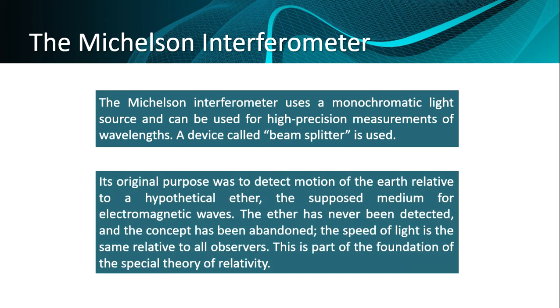Its original purpose was to detect motion of the Earth relative to a hypothetical ether, the supposed medium for electromagnetic waves. The ether has never been detected, and the concept has been abandoned. The speed of light is the same relative to all observers. This is part of the foundation of the special theory of relativity.